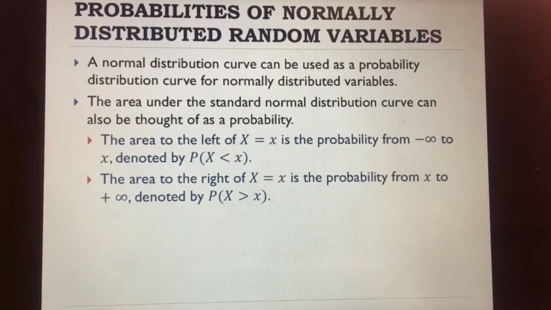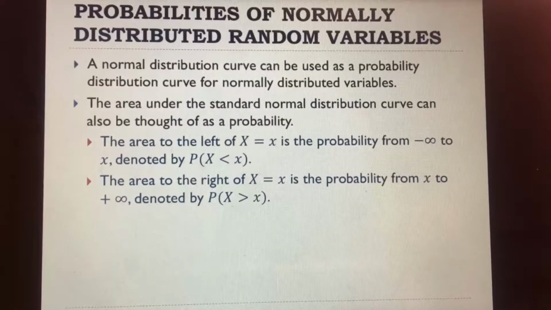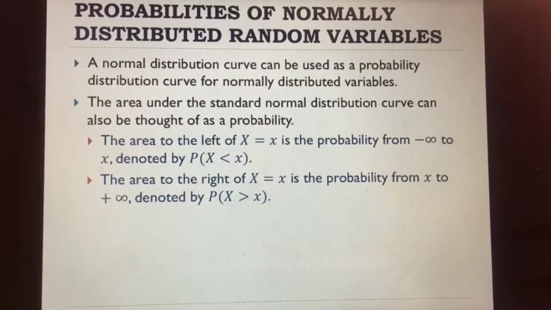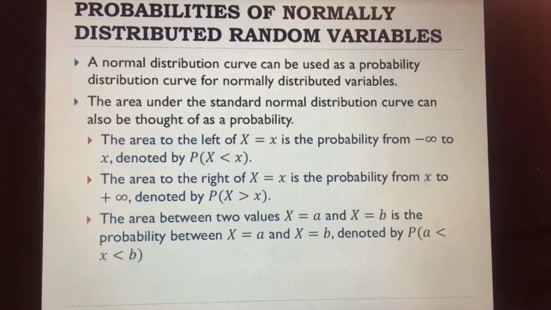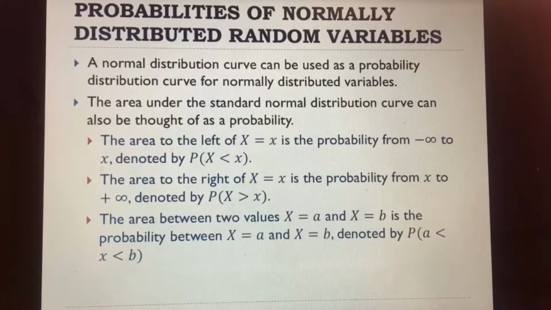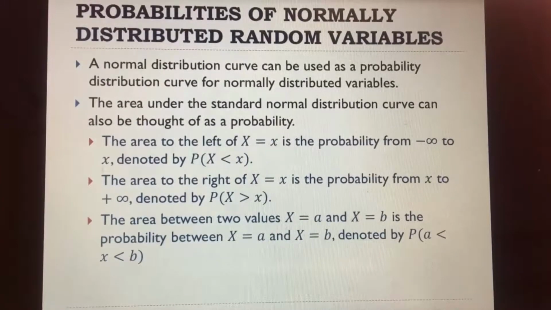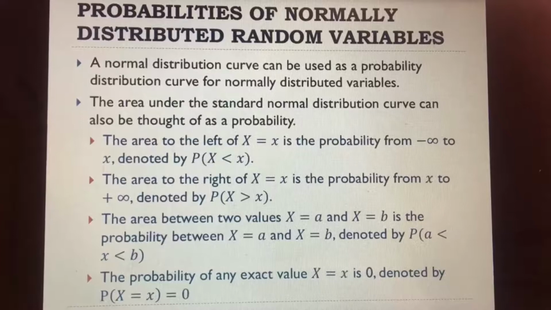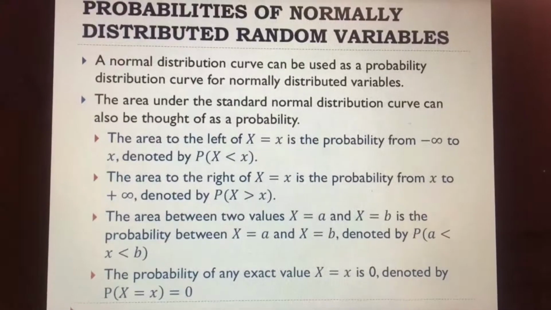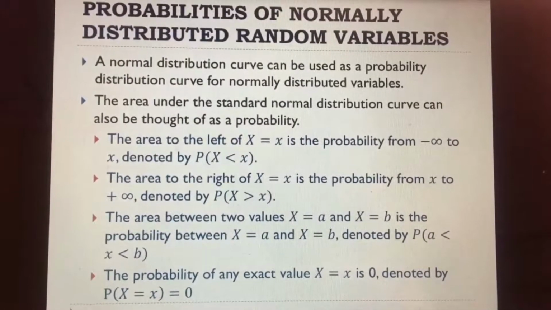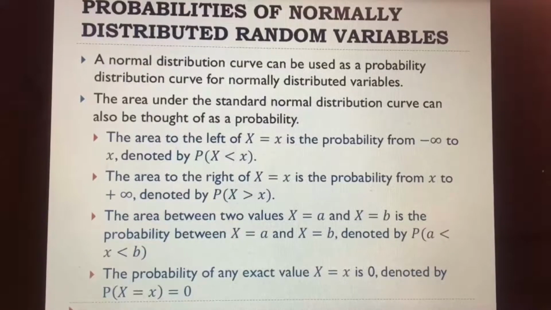The area between two values of x, a and b, is the probability between a and b, which is denoted by x is greater than a but less than b. The probability of an exact value of x, which is equal to small x, is 0, denoted by x equal to small x, which is equal to 0.